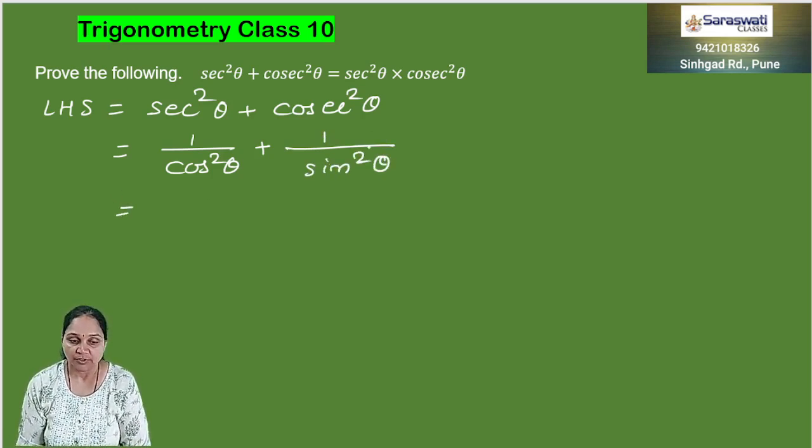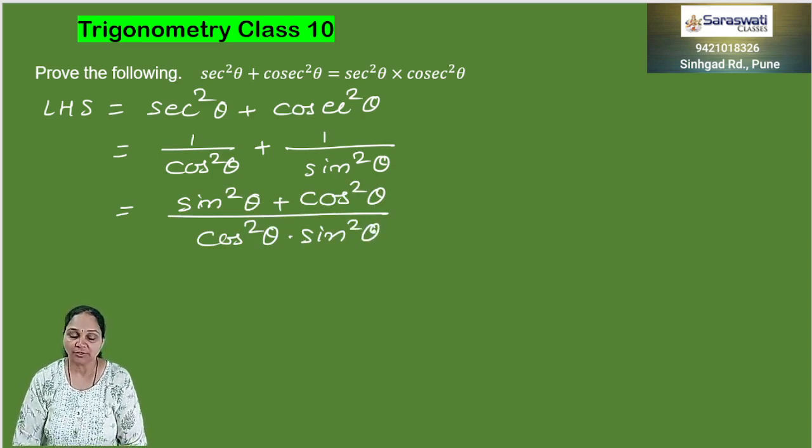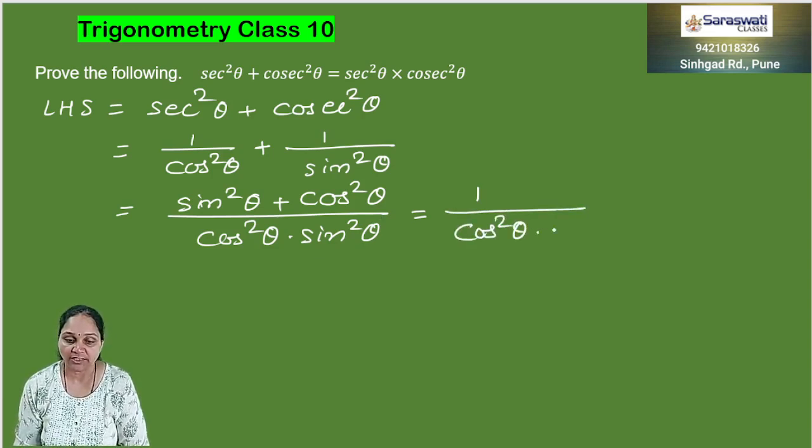Okay, now here cross multiply, that means we get 1 into sine square theta plus 1 into cos square theta, and upon cos square theta into sine square theta. Okay, and we know in the numerator we have our first identity, that is sine square theta plus cos square theta is equal to 1, upon this cos square theta into sine square theta.